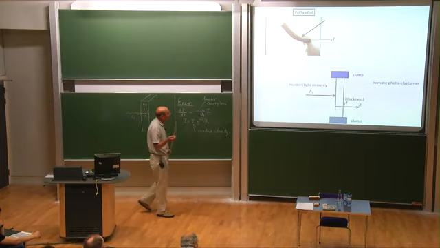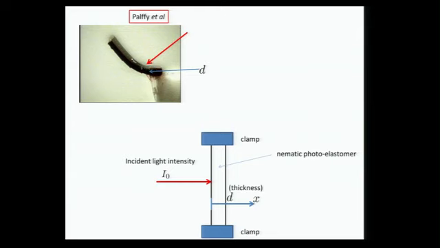So I'm going to be interested in cantilevers. And here's a cantilever, and to define my notation, it's of thickness D through its section. And this is a particular example from Peter Palffy-Muhoray, who's in the audience, and he is shining a light on it, so it hits here, and there's a differential absorption through the thickness, a greater contraction at the front face than at the back face, and therefore the system bends, as we heard in the last talk.